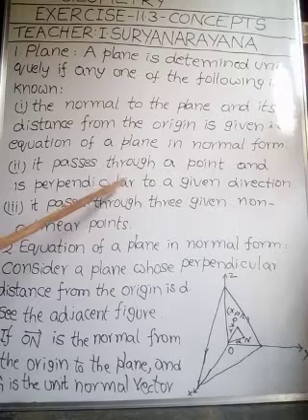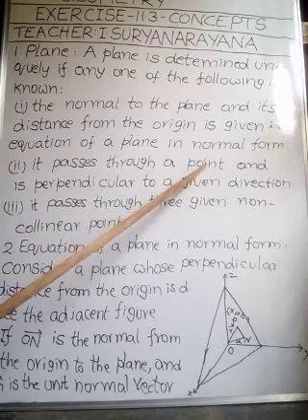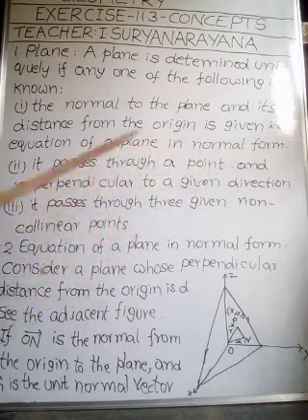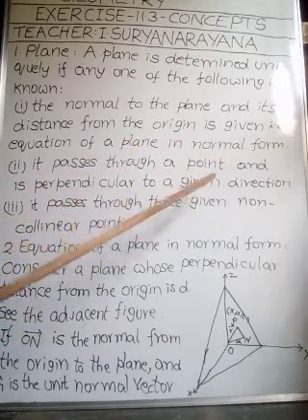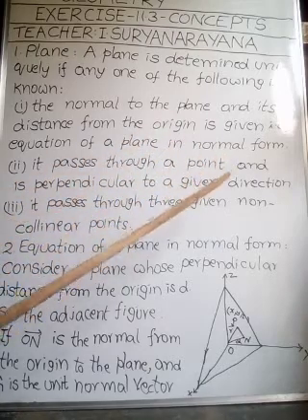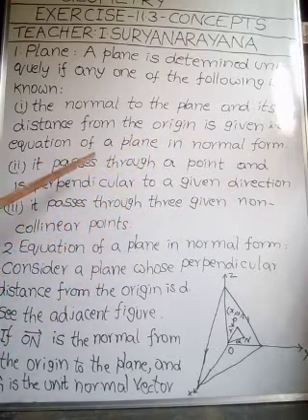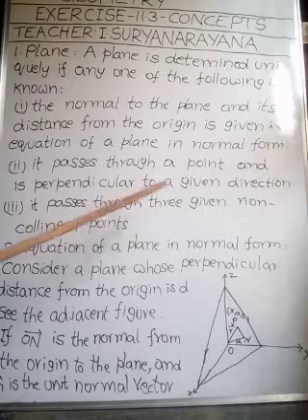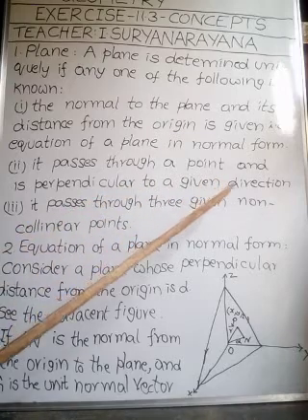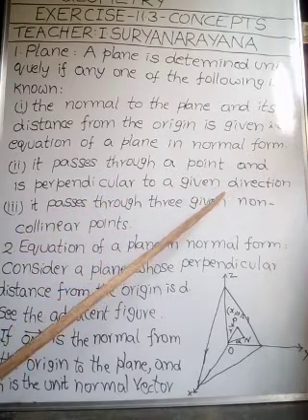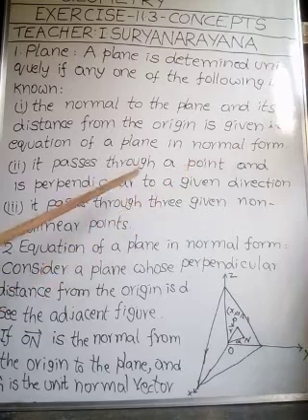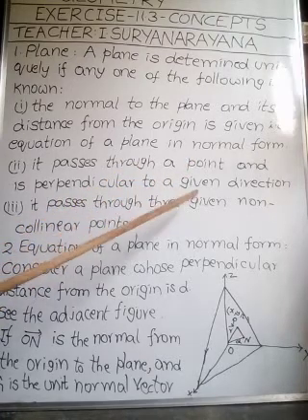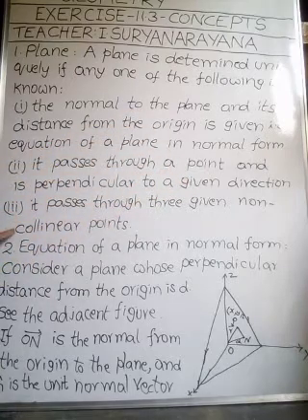It passes through a point. The plane passes through a point and is perpendicular to a given direction. Okay, my children. The plane passes through a point and it is perpendicular to a given vector or given line. In that case, we write the equation of the plane. Okay, my children, understood this point? Now come to the third point.